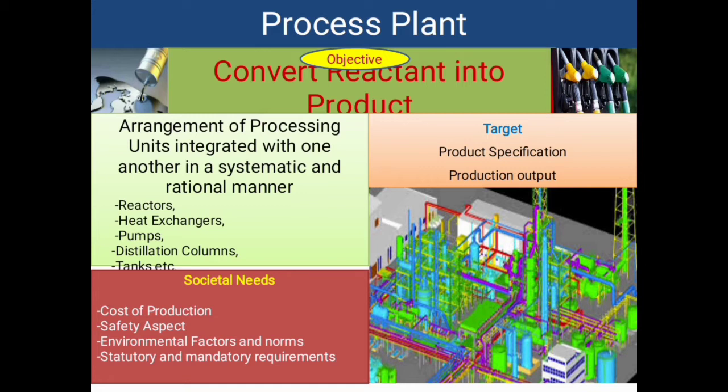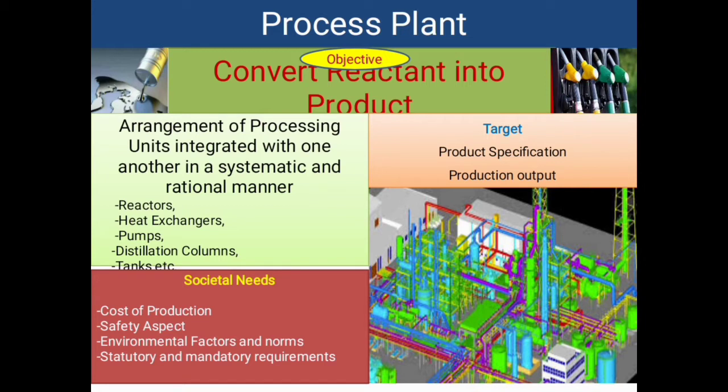Suppose you are working in a benzene manufacturing plant, and the plant is designed to produce 100 tons per day. Then you have to give the product output of 100 tons per day. And also the products are manufactured according to certain specifications. So to give the product as per the specification is our target.